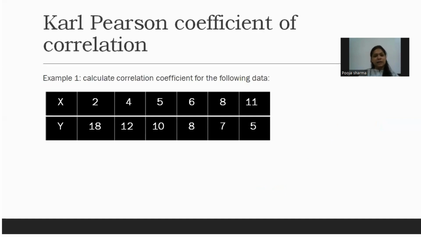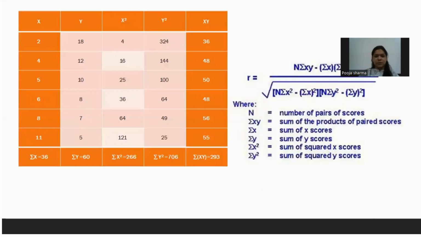We can understand this numerically by using this question. We have the scores for x and y. Now we want to calculate whether there is any relationship between these scores. So we'll apply the Karl-Pearson coefficient of correlation. We're using this formula where capital N is the number of pairs of scores, summation of xy is the sum of the products of the paired scores, summation of x indicates the sum of x scores, and summation of y indicates the sum of y scores.